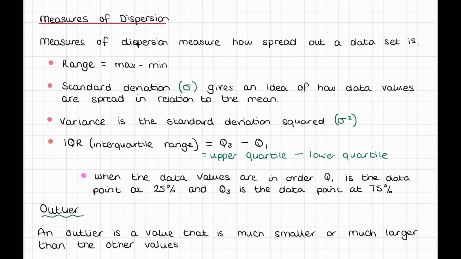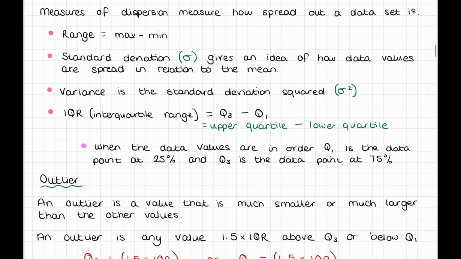The interquartile range, which is our upper quartile minus our lower quartile, Q3 minus Q1. Just a note there with the quartiles: when we have the data values in order from lowest to highest, Q1 is the data point 25% of the way through the data, and Q3 is 75% of the way through the data. With this, we also need to be aware of outliers.